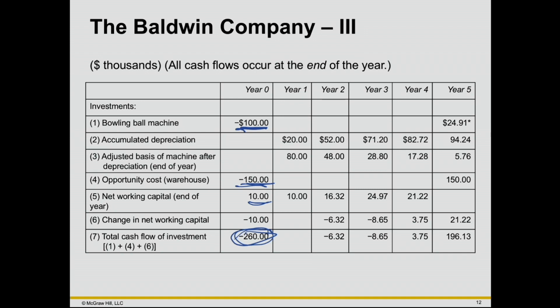The only other items in the intervening years: the accumulated depreciation is not a cash flow per se. So we just have the changes to net working capital. And then finally in this last year, we get back that amount of net working capital. We get back that amount from the warehouse. And then we also get back this after-tax salvage value. And that adds up to $196,130. All right.